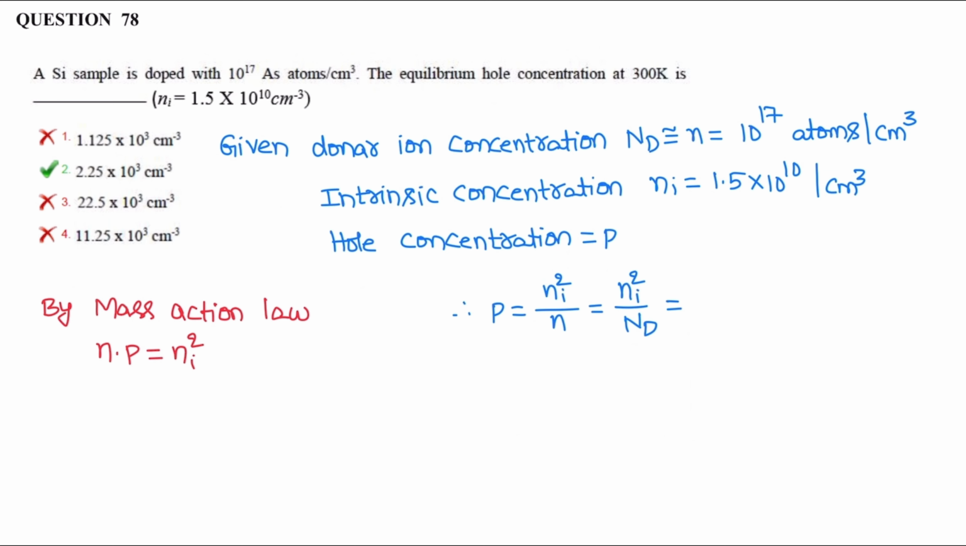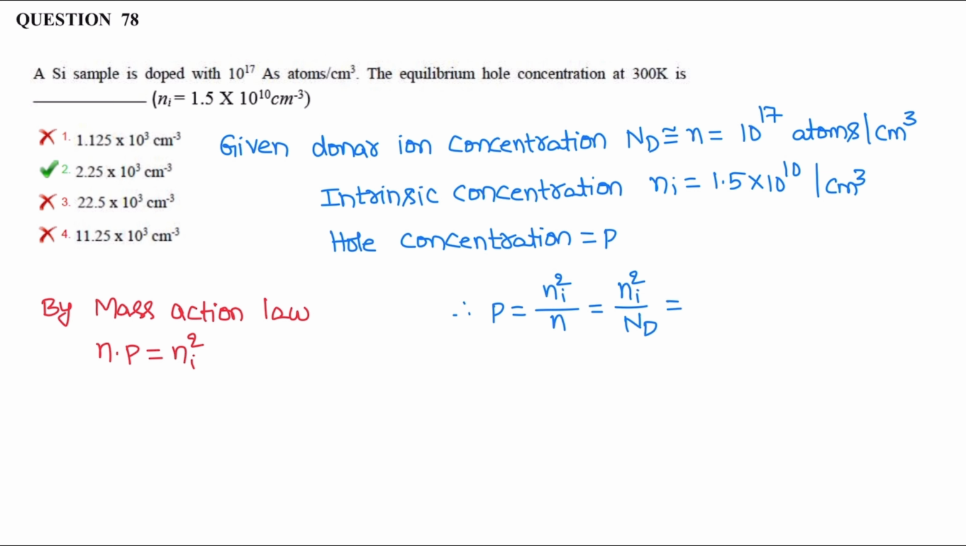Question number 78. A silicon sample is doped with 10 power 7 arsenic atoms per centimeter cube. The equilibrium hole concentration at 300 Kelvin is dash. Given intrinsic concentration is 1.5 into 10 power 10 per centimeter cube. Here intrinsic concentration is Ni, donor ion concentration Nd approximately equal to electron concentration, that is N is 10 power 7 atoms per centimeter cube, and hole concentration is P.